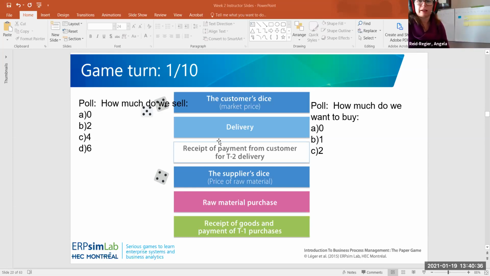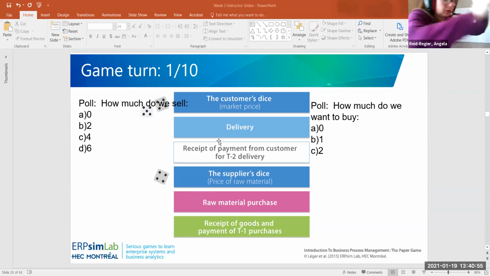Now we have to decide what our raw material is costing. So we roll 1 dice and it's a 4. To buy a sheet of material costs $4, and we can buy up to 2 sheets. As this is the beginning of the round, let's buy 2 sheets of raw material.